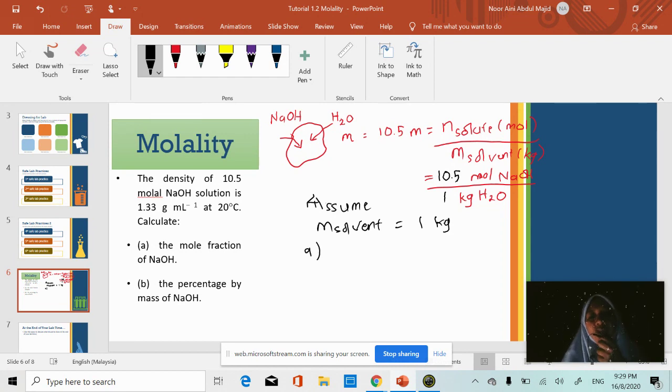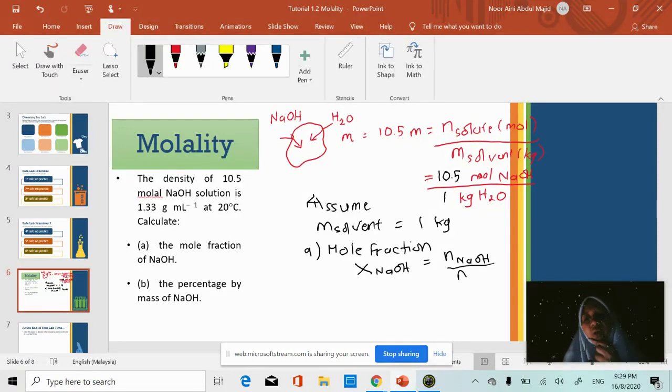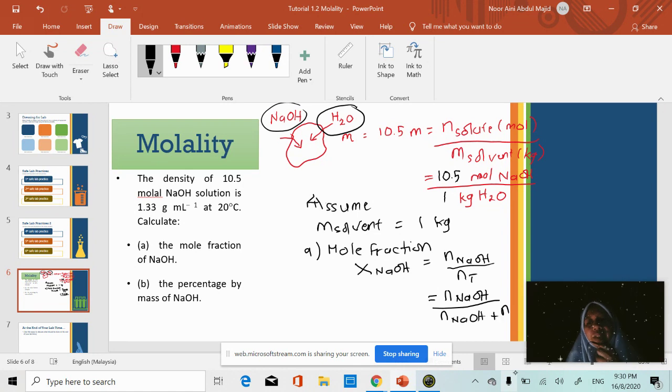Now, let's try to solve question A. The question wants mole fraction. Mole fraction, the symbol is capital X. Say that we want to calculate the mole fraction of NaOH. The formula is the number of mole of the component NaOH over N total. Total in this case, as you can see, there are only two components, NaOH and H2O. So N NaOH over total, that means N NaOH plus N H2O.